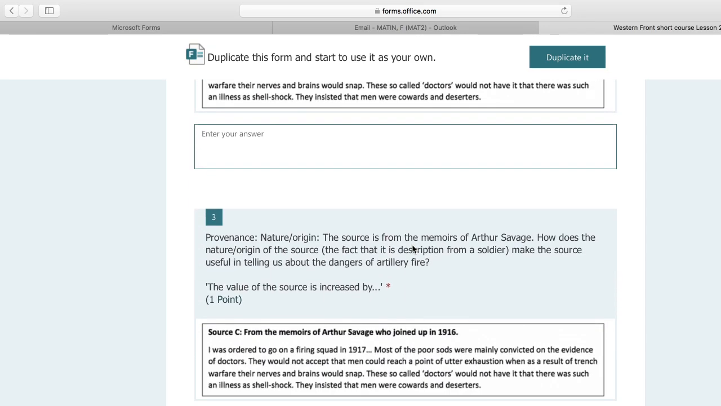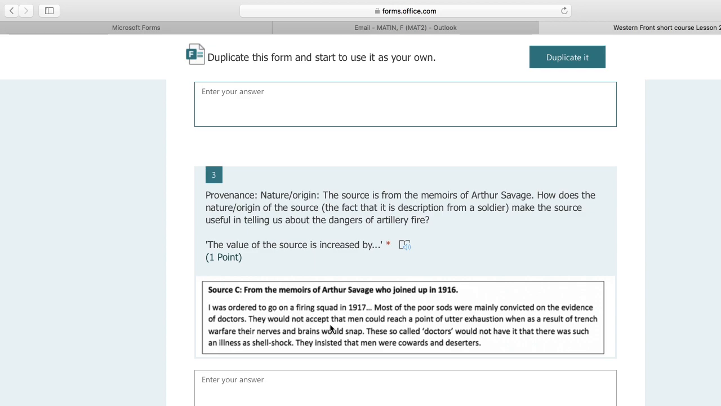So if you look at source C and you think you're reading through it: I was ordered to go in a firing squad in 1917. Most of the poor sods were mainly convicted on the evidence of doctors. They would not accept that men could reach a point of utter exhaustion when, as a result of trench warfare, their nerves and brains would snap. These so-called doctors would not have it that there was such an illness as shell shock. They insisted that men were cowards and deserters.